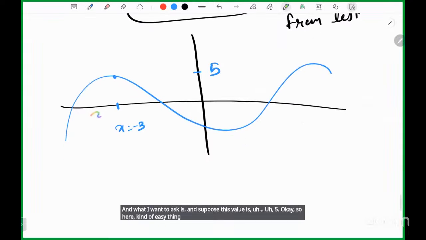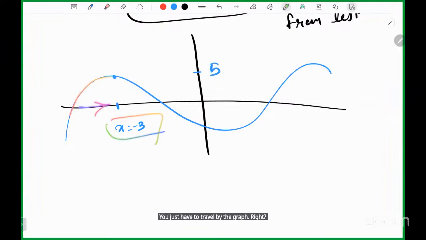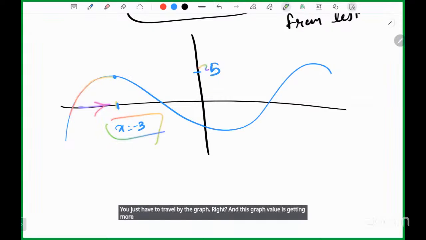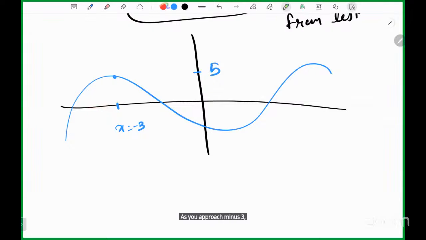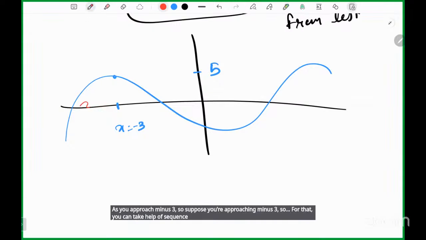If you approach the point x equals minus 3 from its left hand side, you just have to travel along the graph, right? And the graph value is getting closer and closer to the value 5 as you approach the point x equals minus 3, right? It's easy if you see it by the graph. As you approach minus 3, for that you can take help of a sequence. So suppose I'm taking one point here, suppose this is x equals minus 4.